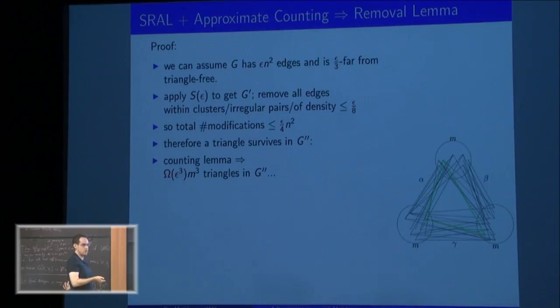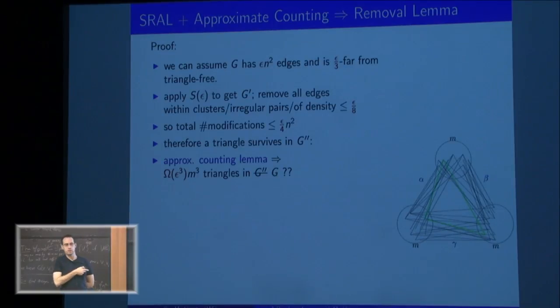So we have nothing. Again, this is because we use the sparse regular approximation lemma and not the usual regularity lemma. If you did use the usual regularity lemma, then this is the end of the proof. So hopefully now we can apply the approximate counting lemma and get this many triangles, not in G double prime, but actually in G.